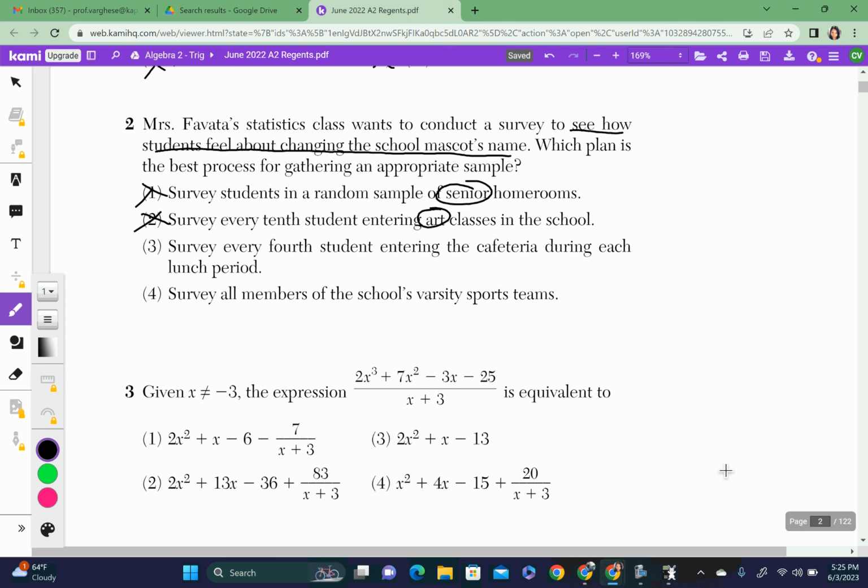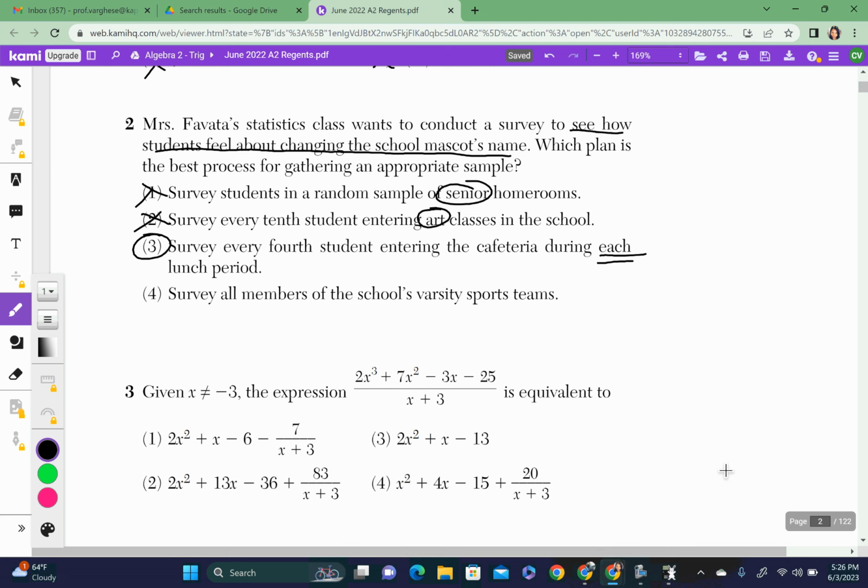Survey every 4th student entering the cafeteria during each lunch period. So each lunch period, that could work, right? Because if they just had one lunch period, not everyone has lunch that period. So this could possibly be it.